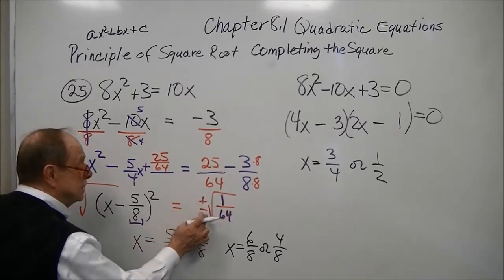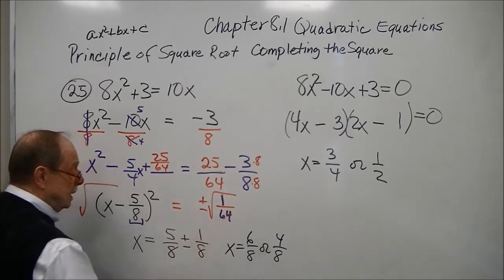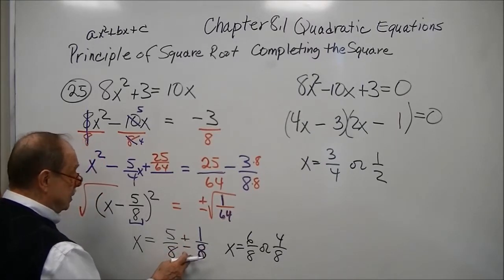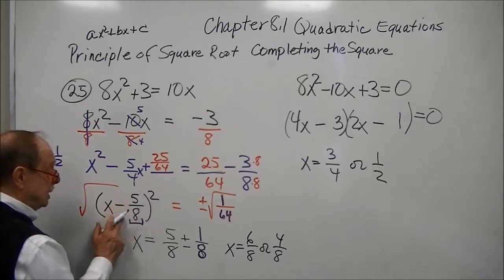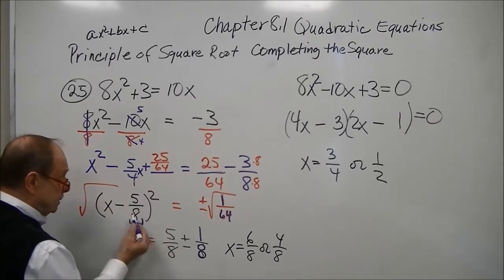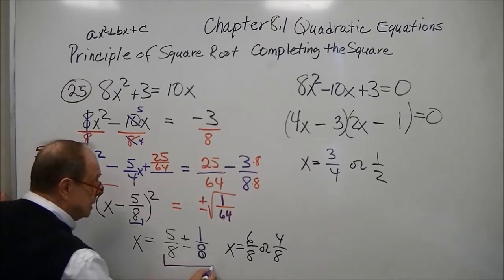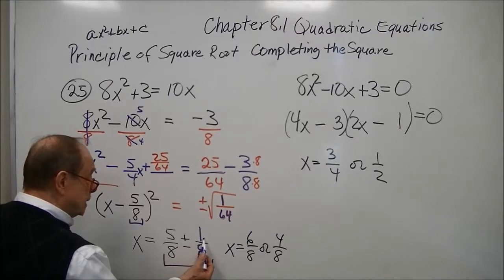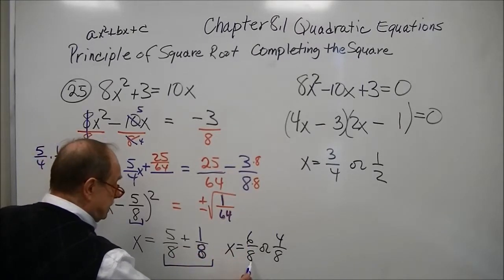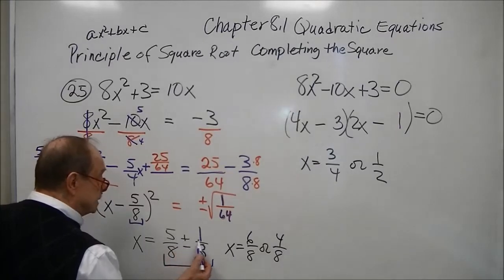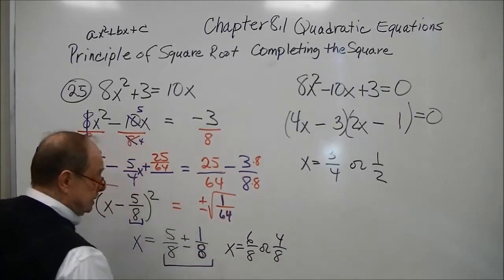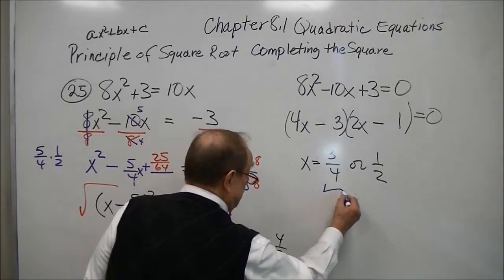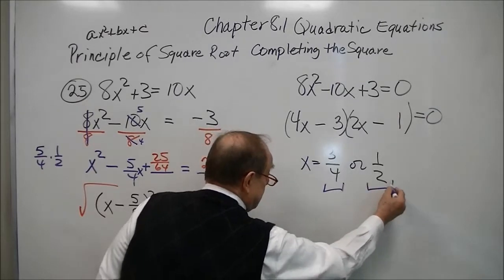Okay. Now I take the square root of this side, it just gives me the radicand. I take plus or minus the square root of 1/64. That's going to give me plus or minus 1/8. I take my negative 5/8, move it to the other side, it changes its sign, and now I have this. All right, so I have 5 plus 1, that will be 6/8. 5 minus 1, that is 4/8. And what do these fractions reduce to? Well, 3/4 and 1/2.